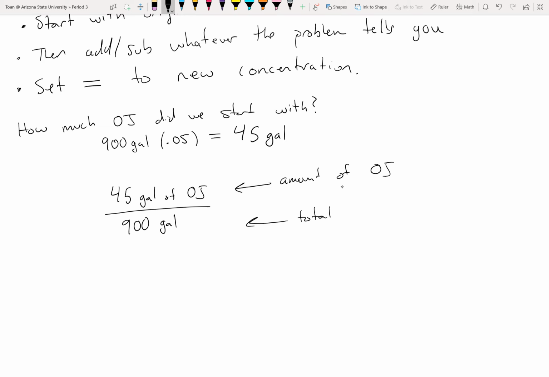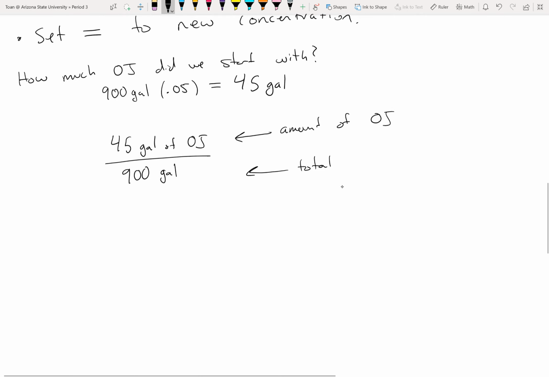So since I don't know how much orange juice I'm adding, my equation will be 45 plus x, because I don't know how many gallons I'm adding, over 900 plus x. Does that logic make sense? When we add an unknown amount of orange juice, both the numerator and the denominator change. Now, this right here is concentration because we're doing amount on top divided by the total. So this is the concentration of our soda.